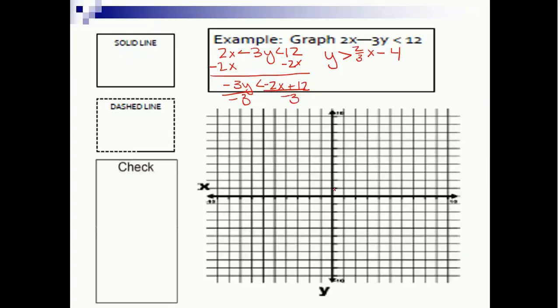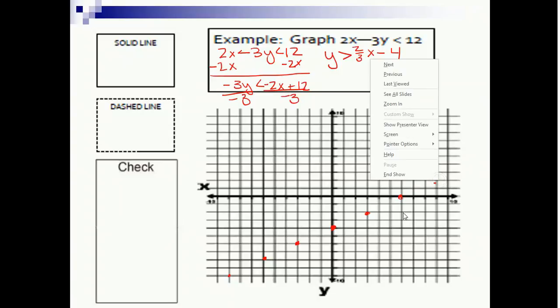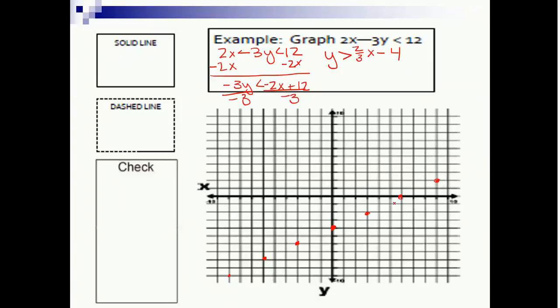Let's graph that. So 1, 2, 3, 4, negative 4 would be right there. Up to 1, 2 over 3, 1, 2, 3. That would be my first dot. And then up to 1, 2 over 3, 1, 2, 3, and then we'll go down to 1, 2, 1, 2, 3. Fill in my line here. There we go. So now I need to figure out, is it a solid or a dashed line?